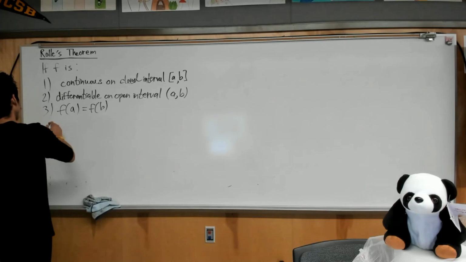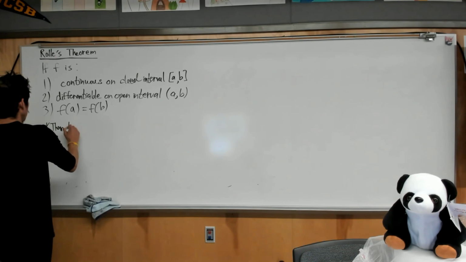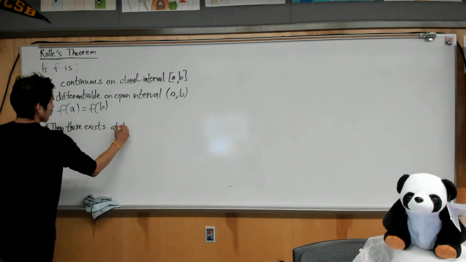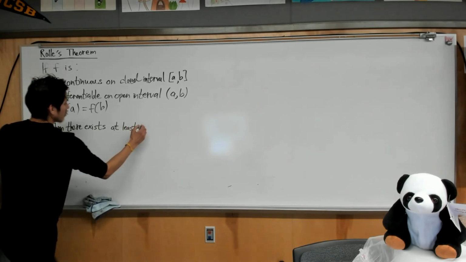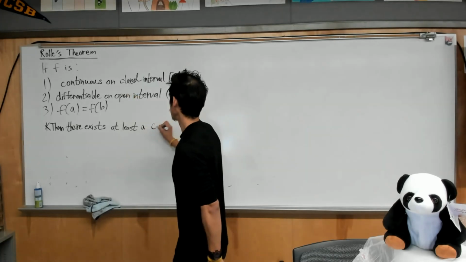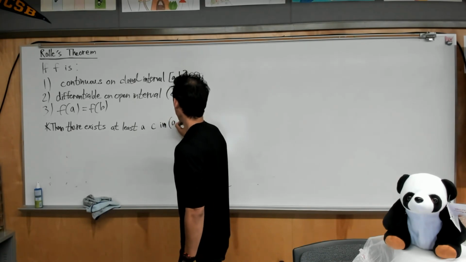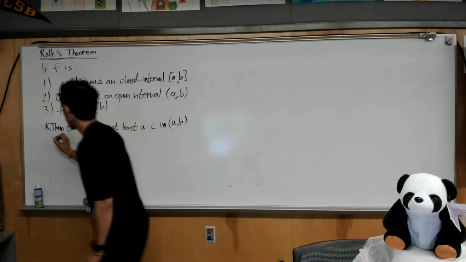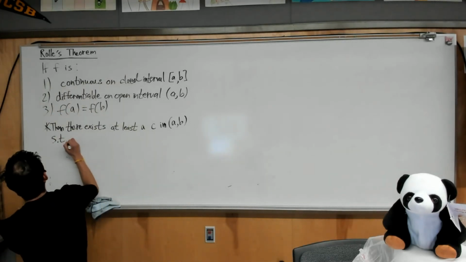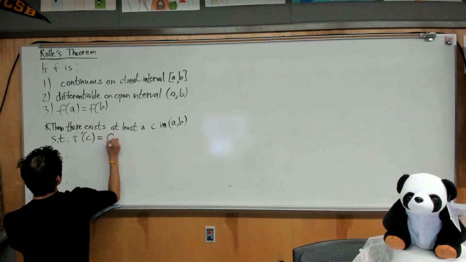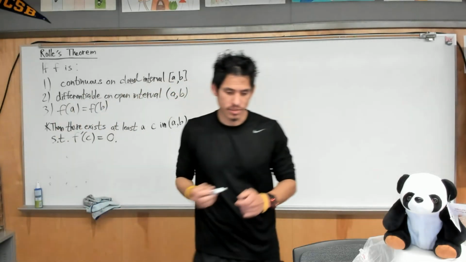So let me write that first formally. Then there exists at least a C value in AB such that f prime of C is equal to 0. Interesting.